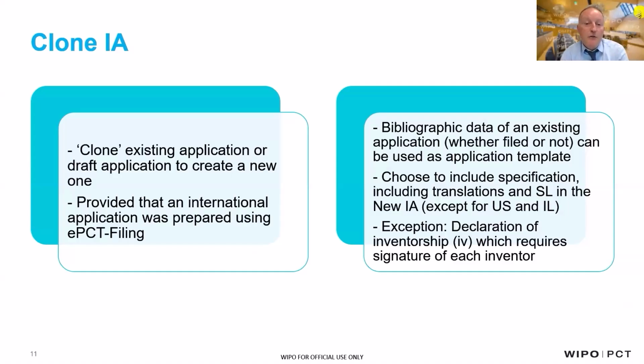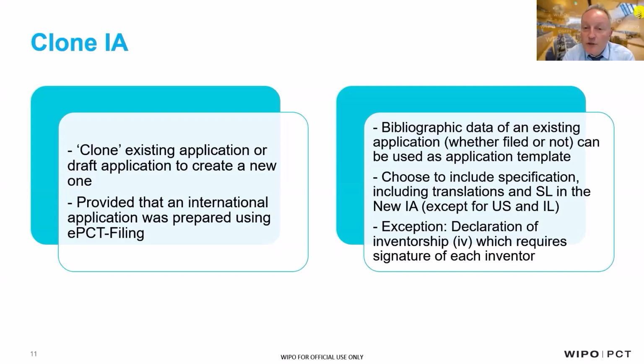In ePCT, you can also clone an international application, meaning an existing application or draft application, provided that the international application was filed using ePCT. And then you can clone the bibliographic data of an existing application, which can be used as a template. For those who were PCT Safe users, in PCT Safe, we used to call that feature templates. In ePCT, it's clone.